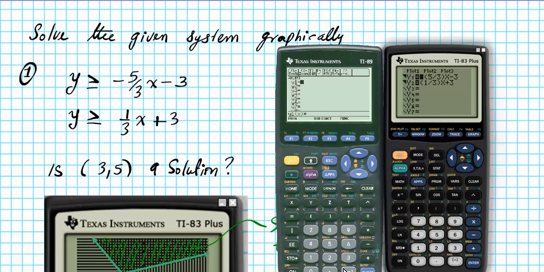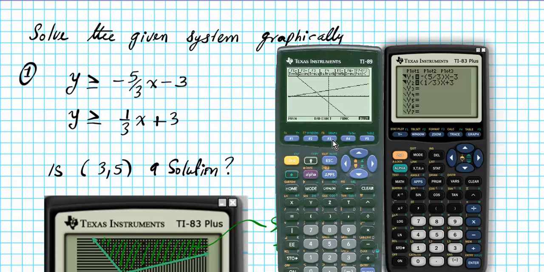So we have -5/3 x minus 3. That's the first line. And then we have 1/3 x plus 3. That's the second line. So when we hit the graph, what do you expect to see? Let's press graph. We have two lines.